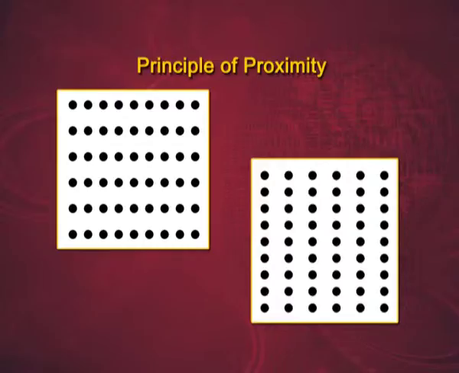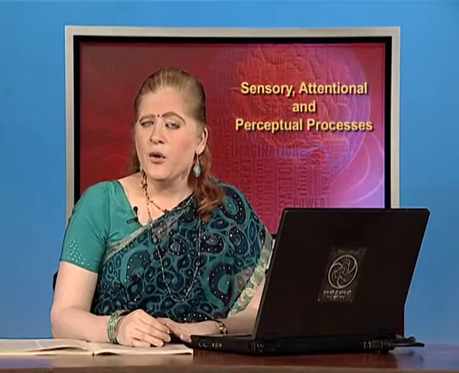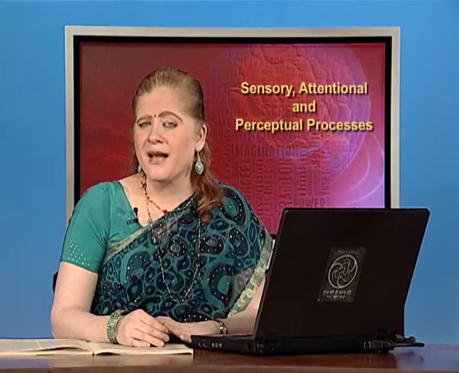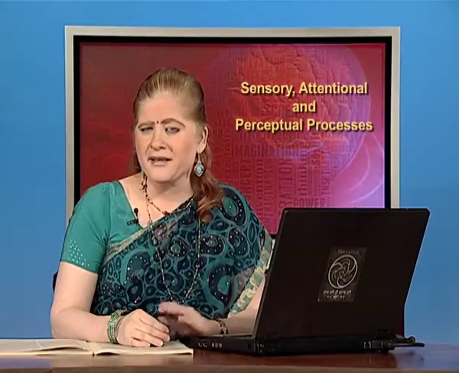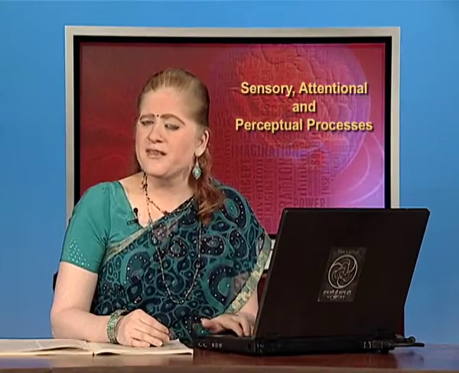However, on the left you will say that the dots are arranged in columns, rather than saying that the dots are arranged in a square shape. That means that when these dots were closer horizontally, that is on the right hand side figure, you perceived them as rows, and when they were closer vertically, you perceived them as columns. So, the principle of proximity applies here. The nearer the distance or the space, the more you will perceive the shape together.